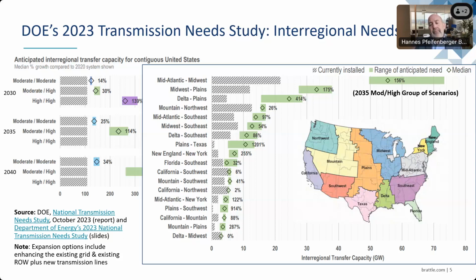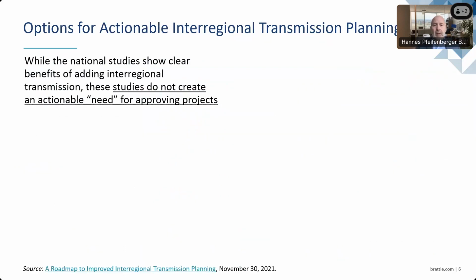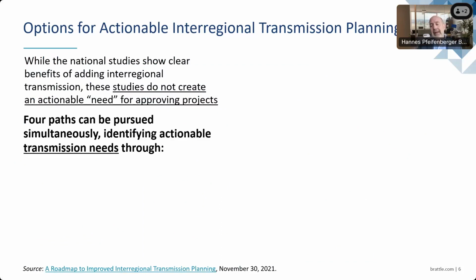So while there is a lot of need, how do we actually get to that transmission? These are all planning studies. The studies are done, and nothing is really happening other than the information value. They're not creating an actual need for approving projects. None of the studies reviewed in the DOE National Transmission Needs Study, nor the National Transmission Needs Study itself, results in approved projects. So how can we approve interregional projects through the planning processes?